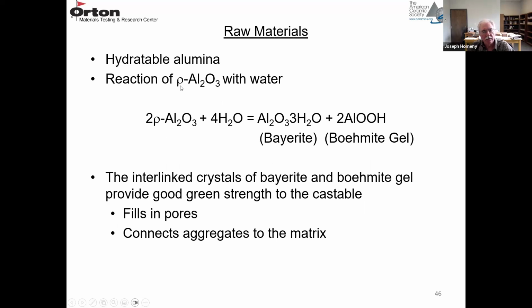So the reaction of a reactive alumina with water, 2Al2O3 plus 4H2O forms your Al2O3·3H2O gel or bayerite, and it also forms a boehmite gel, 2AlOOH. So these crystals, when they crystallize, basically provide the green strength to the castable. It fills in pores that are present, and the crystals connect the aggregates through the matrix.